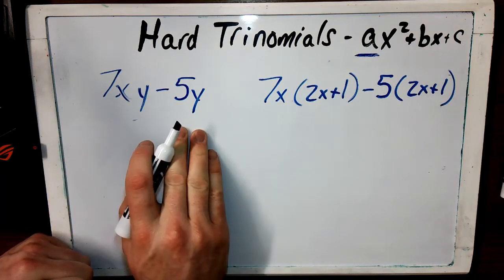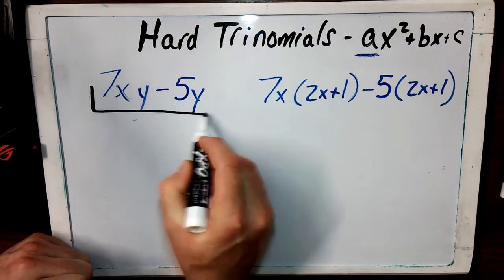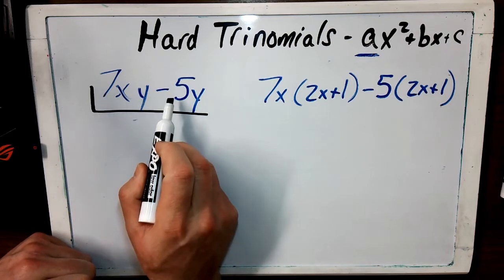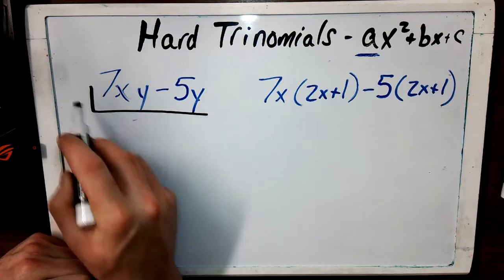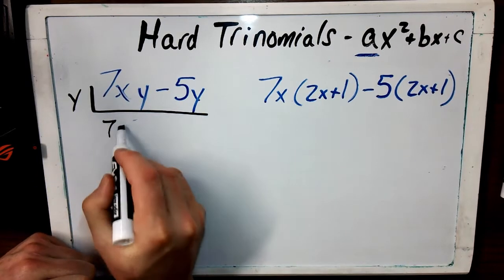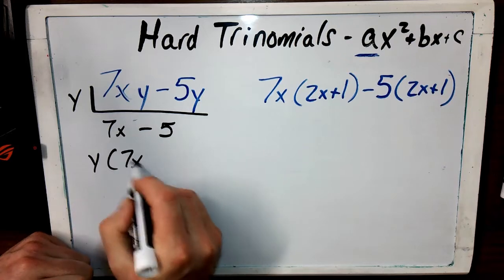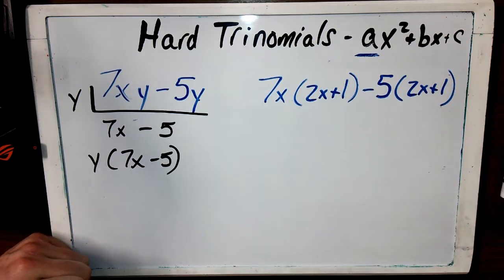We've got a binomial. If we do the GCF, we're just going to look for anything common. 7 and 5, nothing goes into that. We have y's on both. So we end up with the GCF in front, and the remainder goes inside brackets.